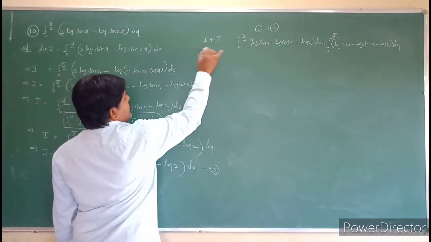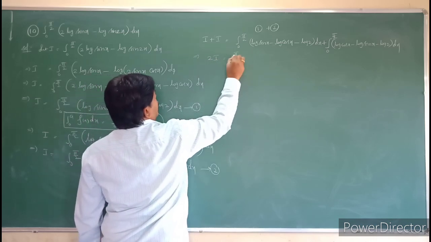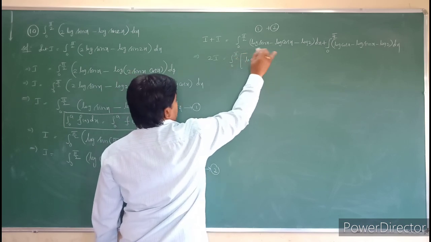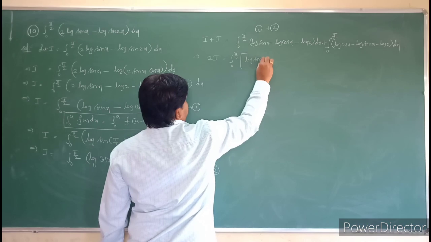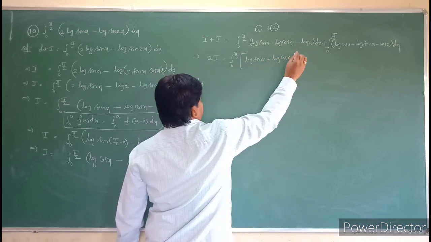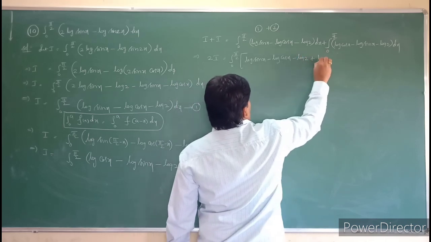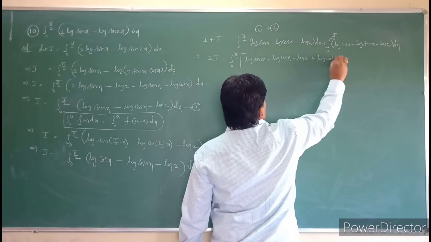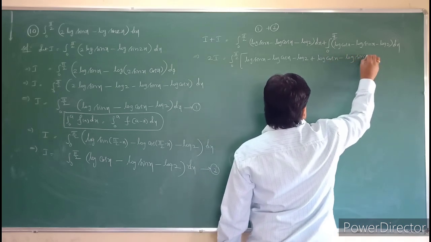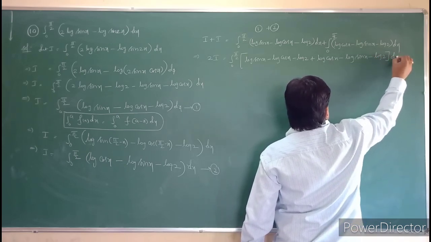So that implies I plus I will become 2I is equal to integral 0 to pi by 2. Take the common. So what happens? Log of sin x minus log of cos x minus log 2 plus log of cos x minus log of sin x minus log 2 into dx.